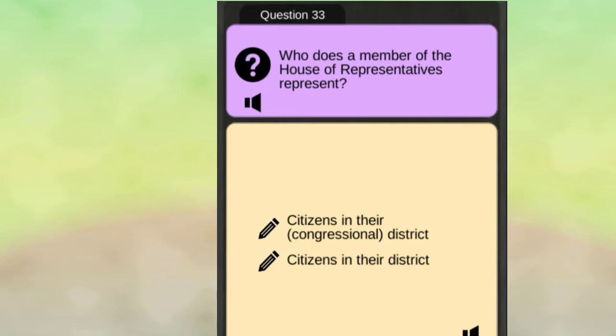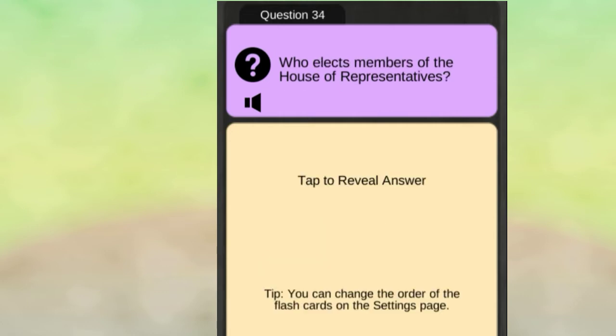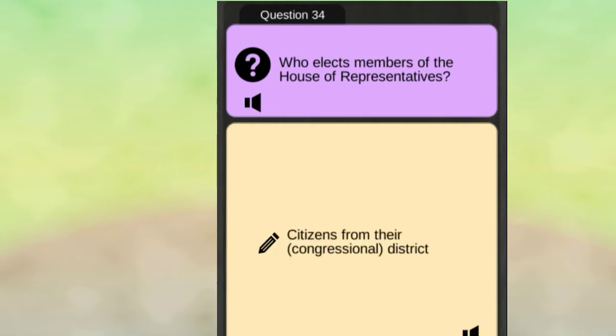Who elects members of the House of Representatives? Citizens from their congressional district.